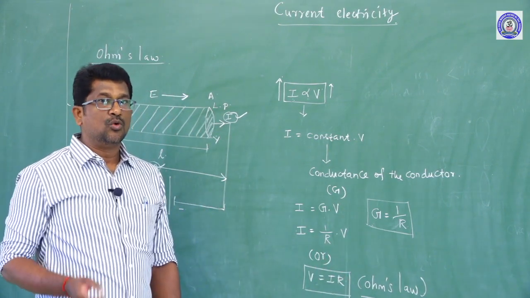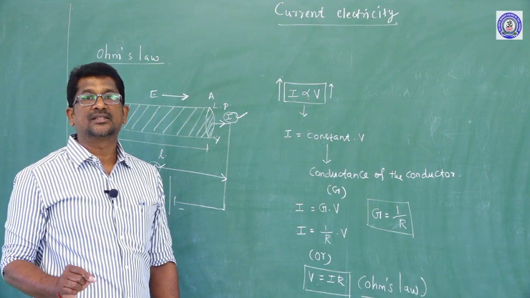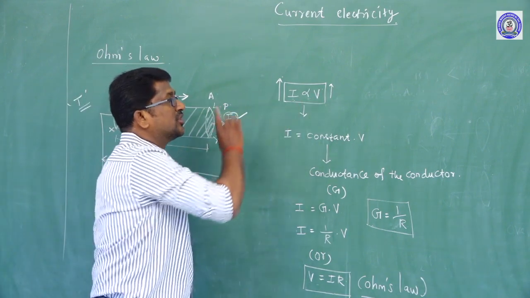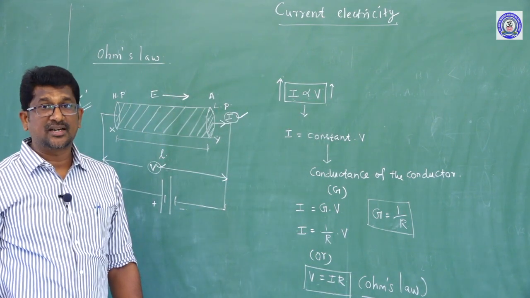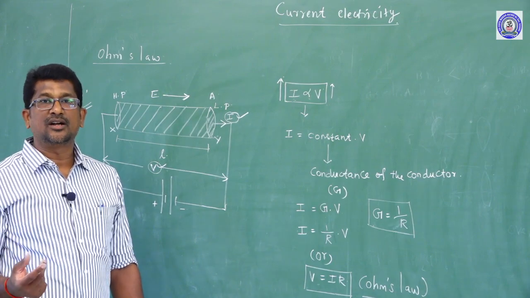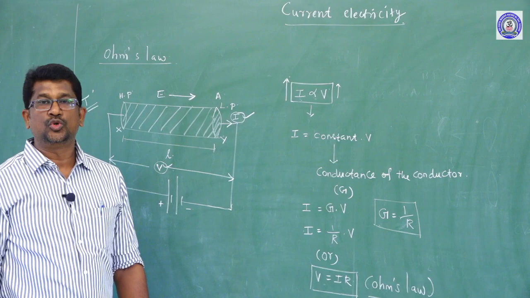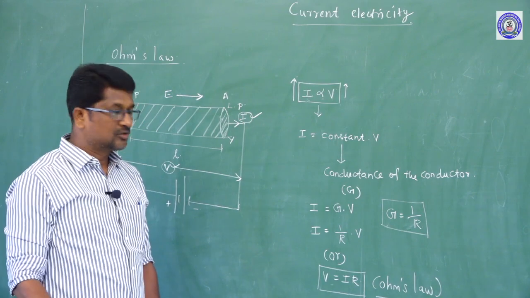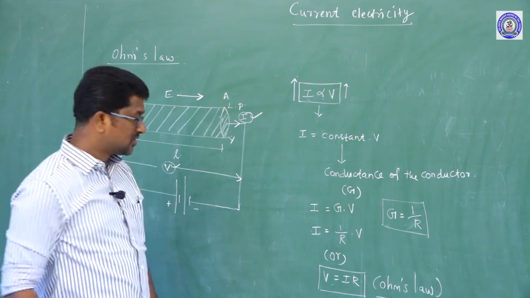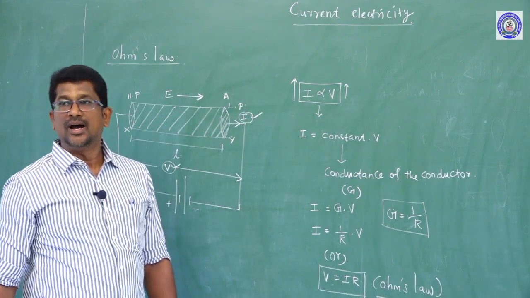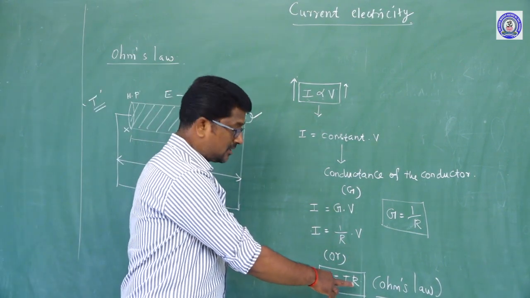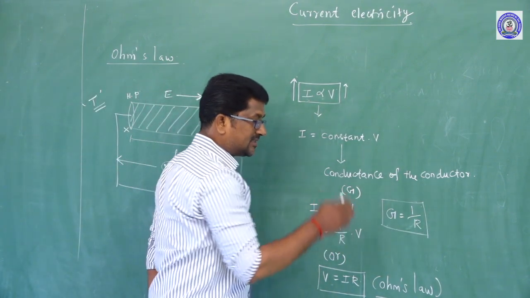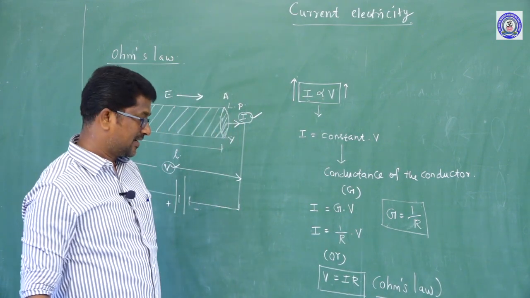So, once again I repeat, Ohm's law states that at constant temperature, the steady current flowing through the metallic conductor is directly proportional to the potential difference between its ends. So, this is known as Ohm's law. The condition for Ohm's law, V is equal to IR. V potential difference, I electric current, and R resistance of the conductor. Here the reciprocal of resistance of the conductor is nothing but conductance of the conductor, right.